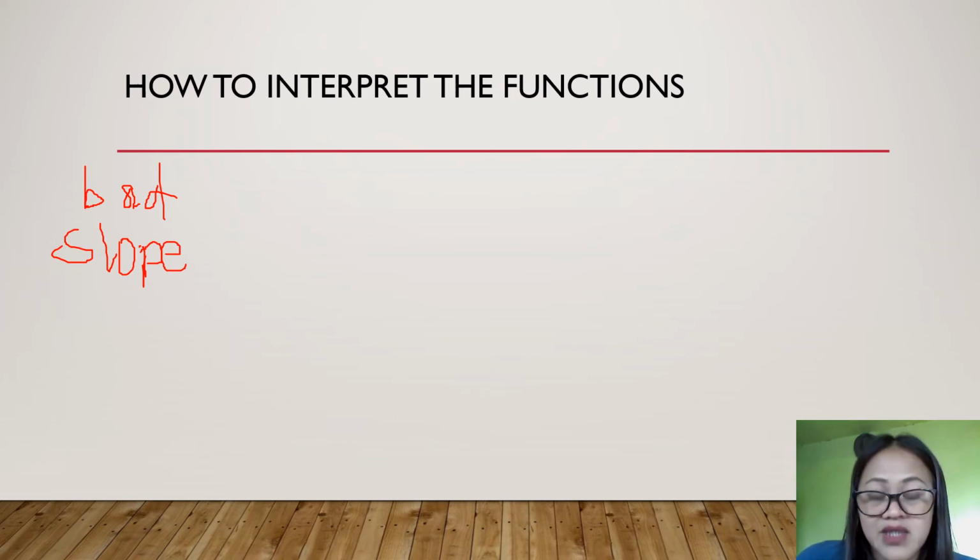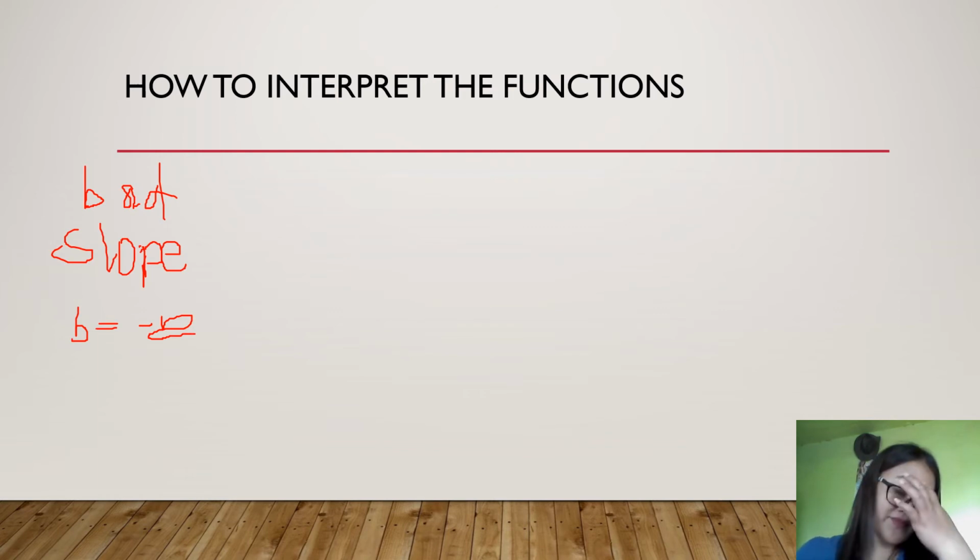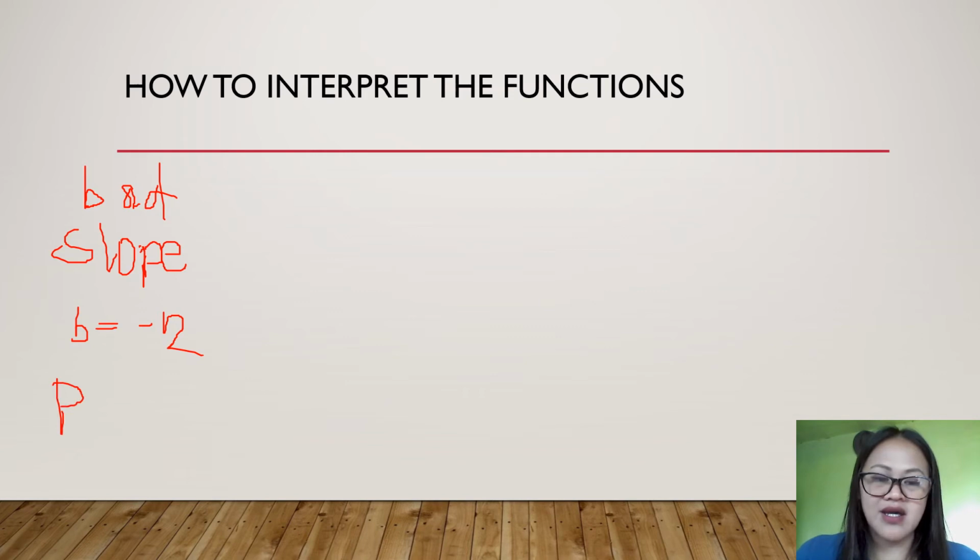So for the demand function, the B here, if the B has a value of -2, what does that mean? Okay? Since in the demand function, we are dealing with what we call the price. Okay? We are comparing price and quantity demand.